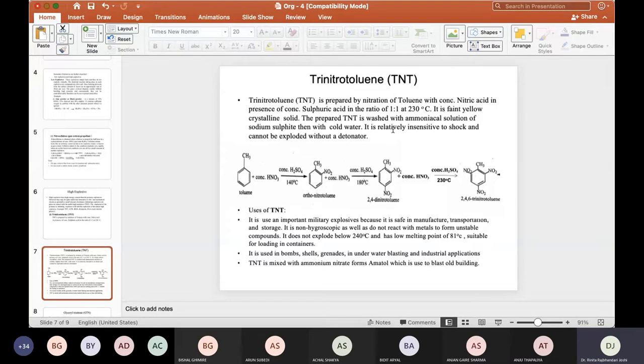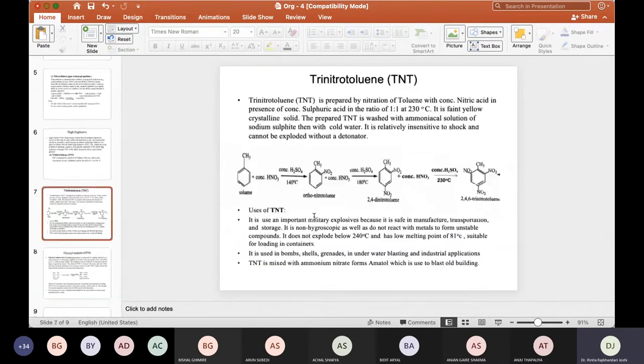The prepared TNT is washed with ammoniacal solution of sodium sulfide, then with cold water. It is relatively insensitive to shock and cannot be exploded without a detonator. So as a detonator, primary explosive is placed in contact with this. But the main use of TNT, it is used as an important military explosive. Why is it used as a military explosive? Because it is safe in manufacture, transportation, and in storage.